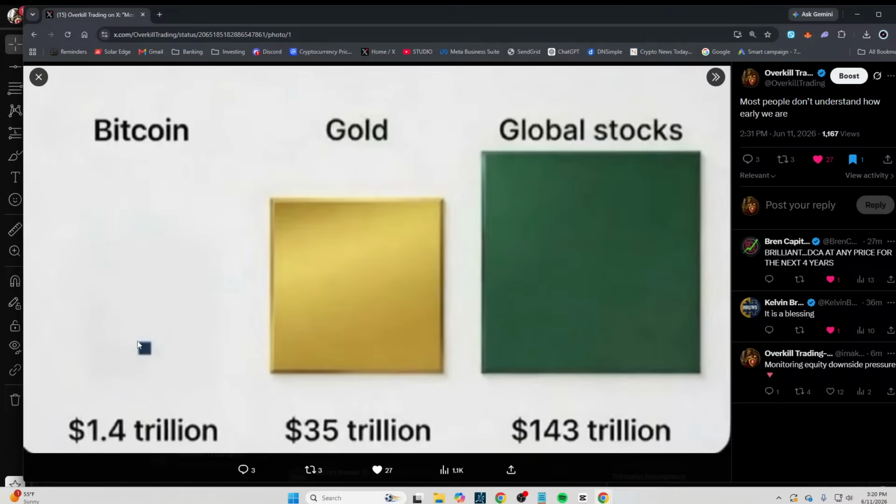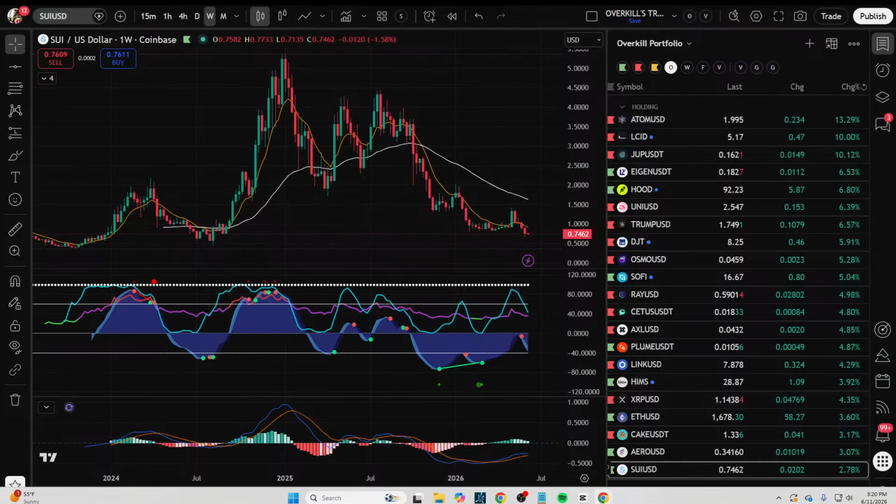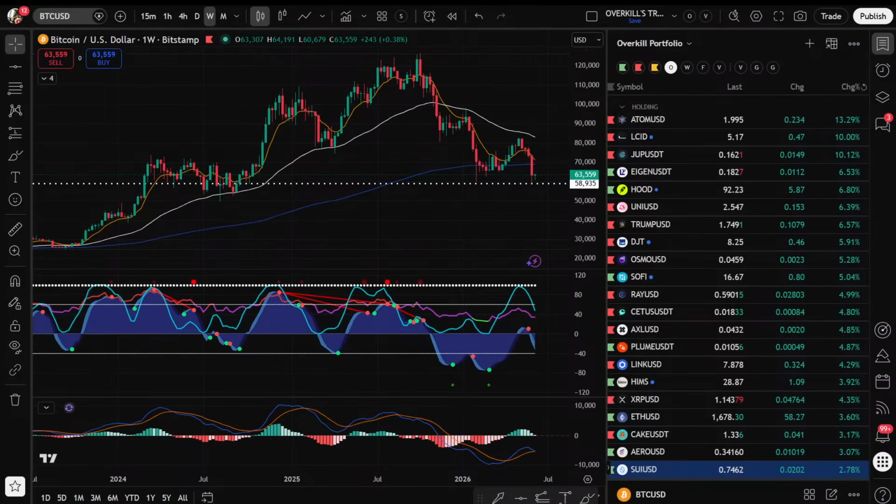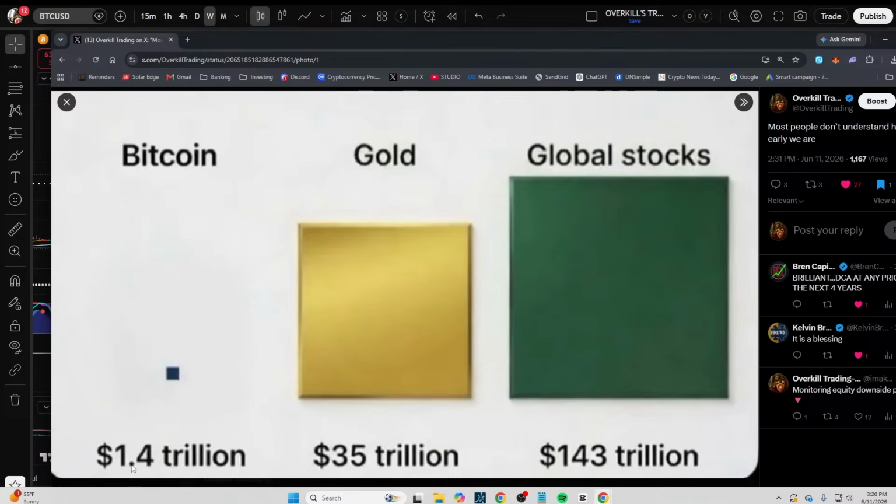Okay, but you guys got to understand how early we are, right? If Bitcoin gets to half of what gold is, Bitcoin's going to be trading at, from today's price, $600,000. If it just gets to half of what gold's worth, right? Because if it gets to half, that would put us at about 12, 12.5 trillion, right? And we're at 1.4. That's a 10x, right? That's 10 times more than what we're trading at right now.